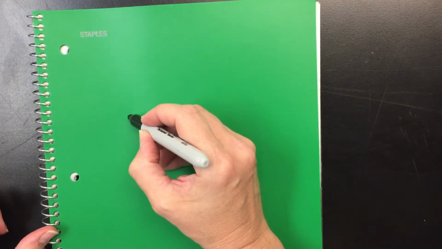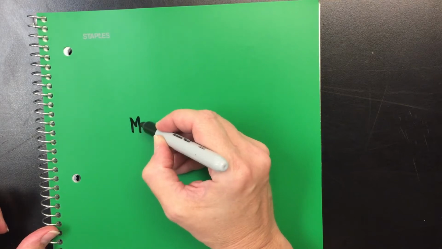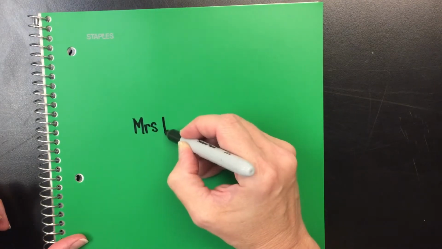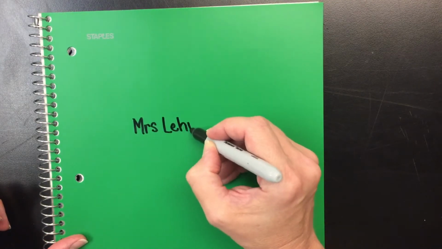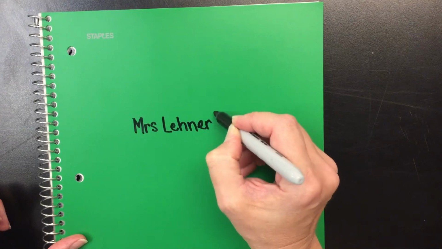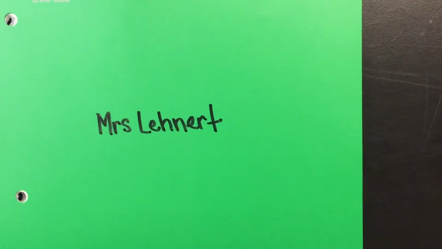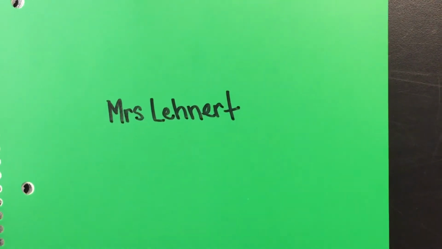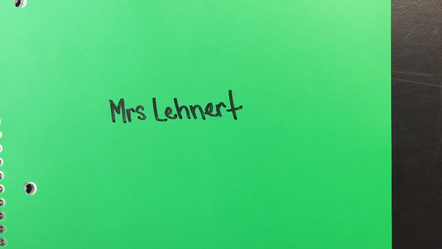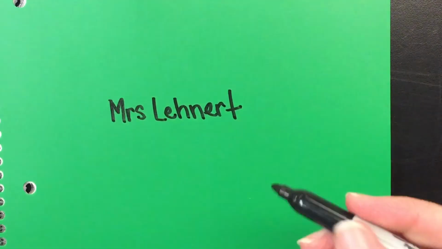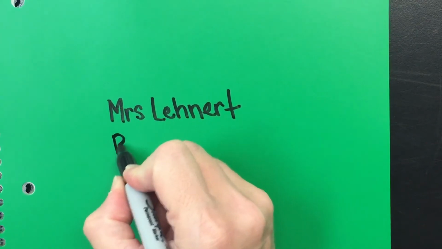So for example, you're going to put your name. So my name, of course, Mrs. Lehnert. You're going to put your first name and your last name nice and big so that we can see it really well. I'm going to zoom in a little bit so that you can see what I'm writing. Okay. Underneath your name, you're going to put what period this is.